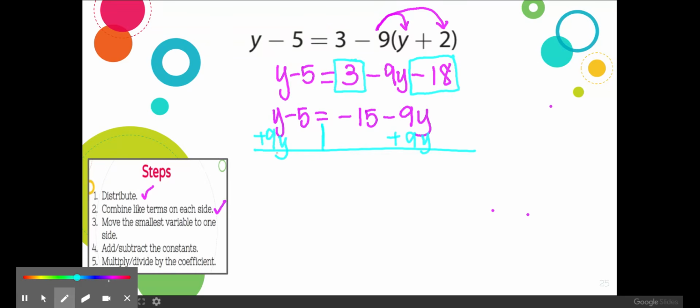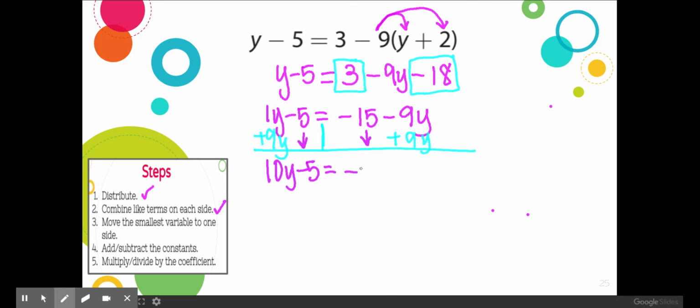When I do that, over on this side, I have y plus 9y, which is 10y. Remember, this has an imaginary one there, an invisible one. Then I didn't do anything to this negative 5, so you got to bring it down. You got to bring down the equal sign. You got to bring down your negative 15. And then over here, I have negative 9y plus 9y, which is just 0. So I'm left with 10y minus 5 equals negative 15. Okay, check. I completed step 3.